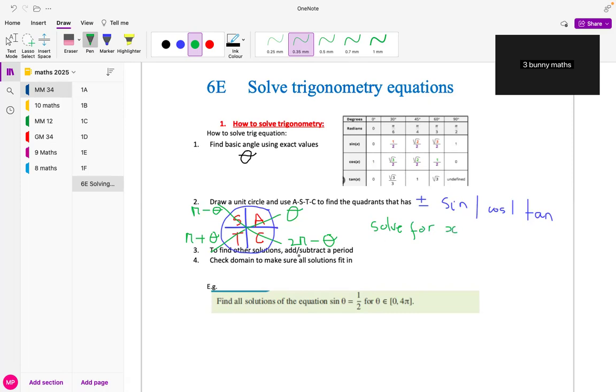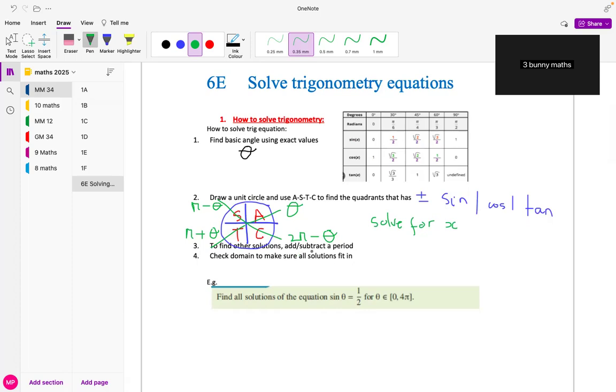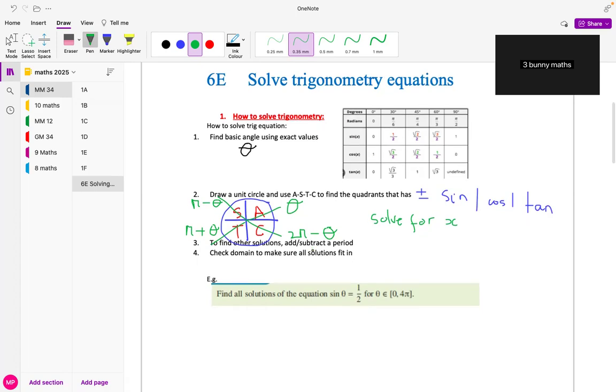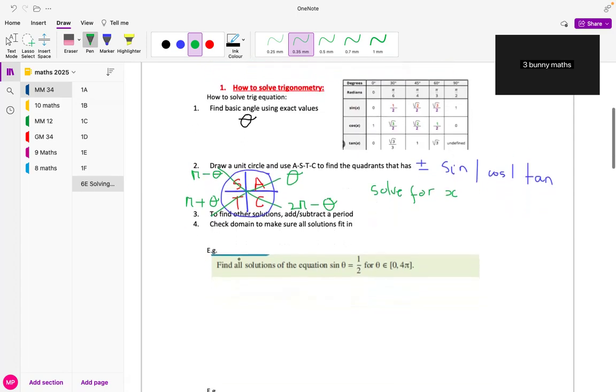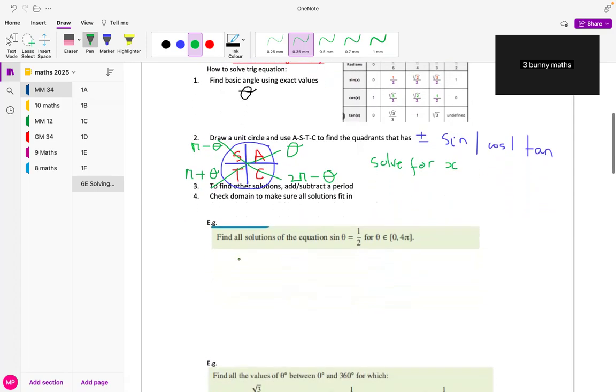Then your third step, you're going to add or subtract a period to find other solutions, because sometimes an equation can have three or four solutions. And the last step is to make sure that you check with the domain as well. So we're going to do some examples together to see how to apply those steps.